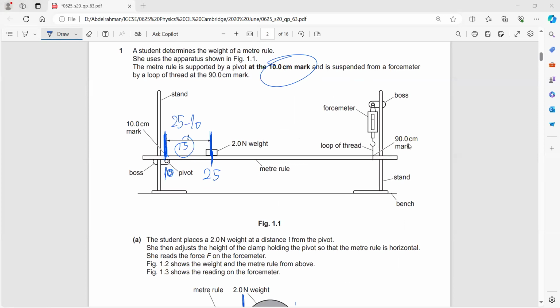Of course, you can use a set square. Yes, you can use a set square and make sure it's perpendicular on either side. And there's another answer which I prefer for this question.